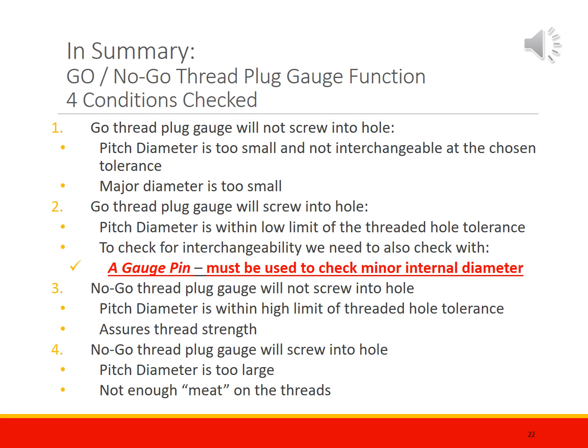How about this one? A no-go thread plug gauge will not screw into a threaded hole. The pitch diameter is within the high limit of a thread plug gauge tolerance, which is good, and it also assures strength of the thread. You don't want it to screw into the hole. If it screws into the hole, something's a problem, right? That's the next question. If the no-go thread gauge does screw into the hole, the pitch diameter is too large. There's likely not enough meat on the threads.